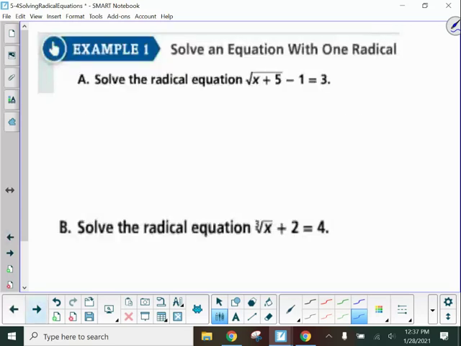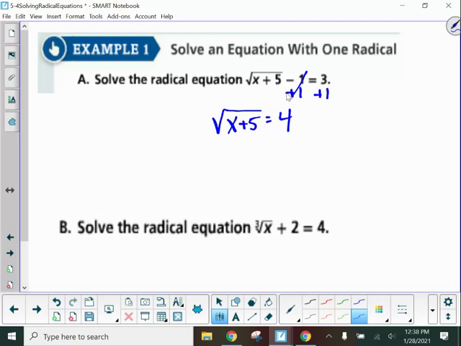For our first example, we have two parts. Part A says solve the radical equation: the square root of x plus 5, minus 1, is equal to 3. Anytime you are solving a radical equation that has one radical, you want to isolate that radical. So my first step is to add the 1, and I get the square root of x plus 5 is equal to 4.